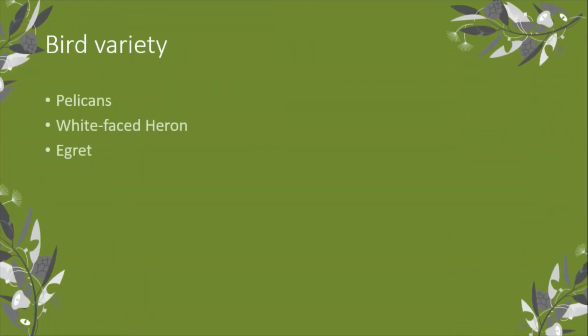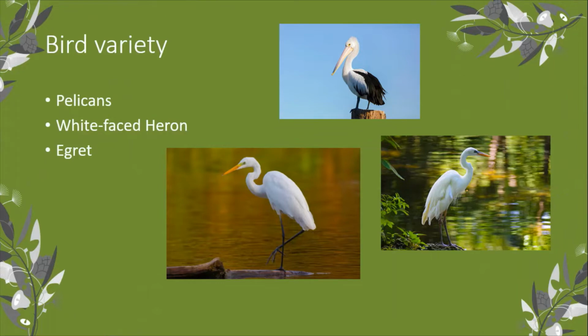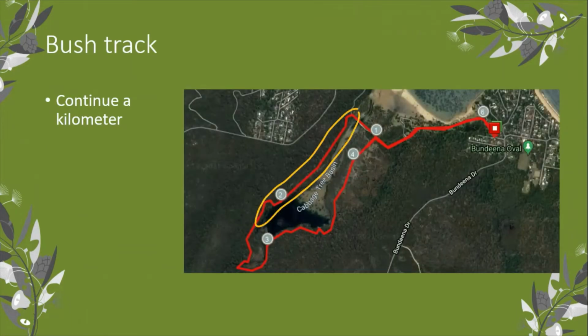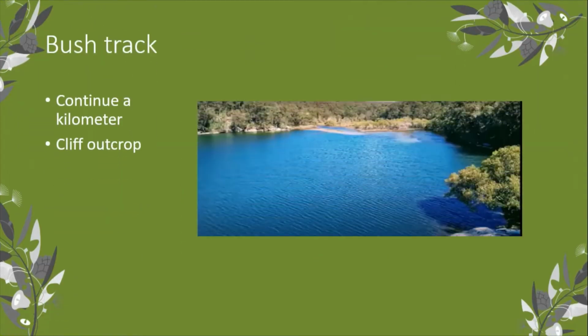A variety of birds including pelicans, the white-faced heron, and the egret are commonly spotted in the Cabbage Tree Basin and seen near its wetlands and in its mangroves too. Approximately 50 meters ahead from the metal bridge is a bush track towards the south, which follows the outline of the basin. If we continue a kilometer on this track, it'll lead us to a cliff outcrop.